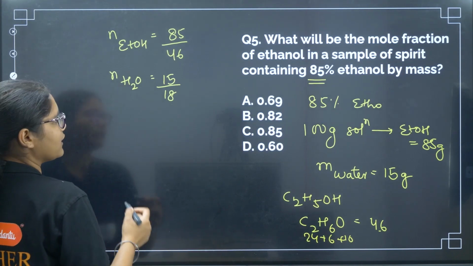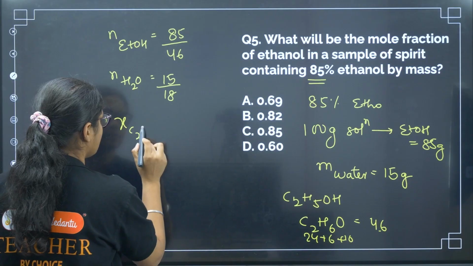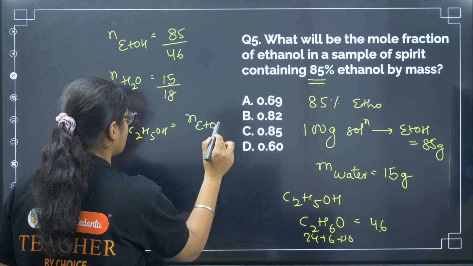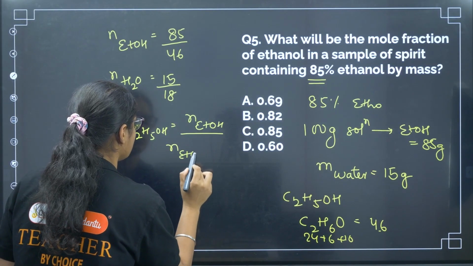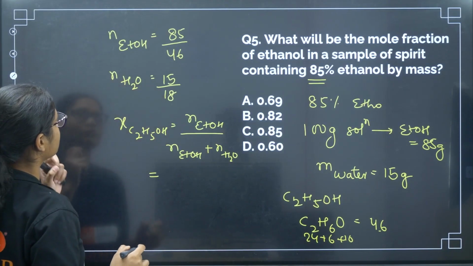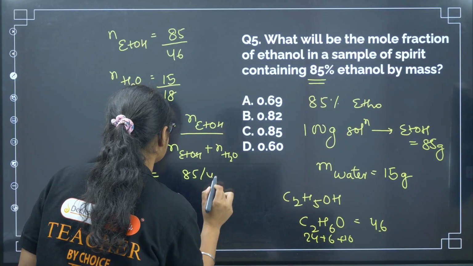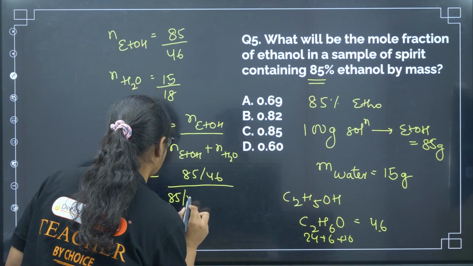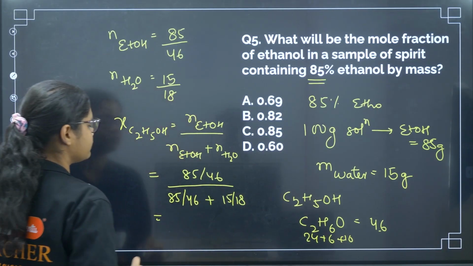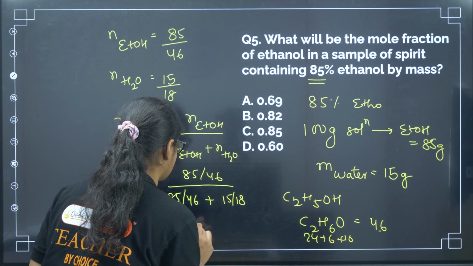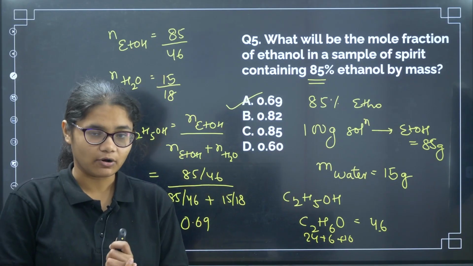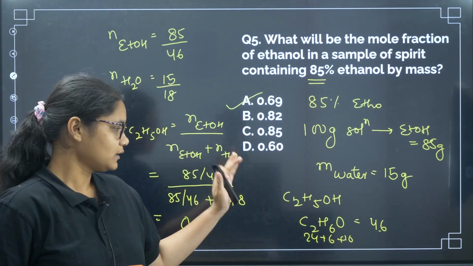So now we have to calculate the mole fraction of ethanol. This will be equal to number of moles of ethanol divided by number of moles of ethanol plus number of moles of water. So that is 85 by 46 whole divided by 85 by 46 plus 15 by 18. If you solve this, we'll get around 0.69. So the correct answer for this question is option number A. A little calculation is involved in this one, so please check the calculation and do it once again.